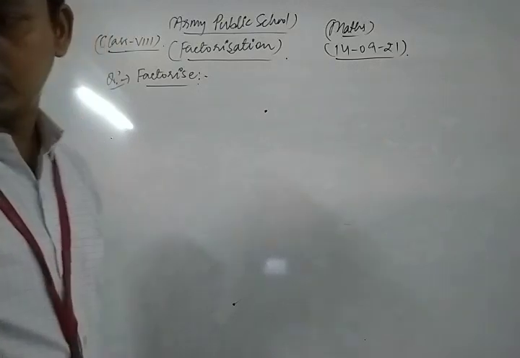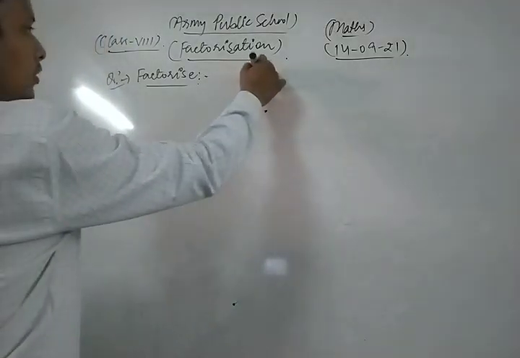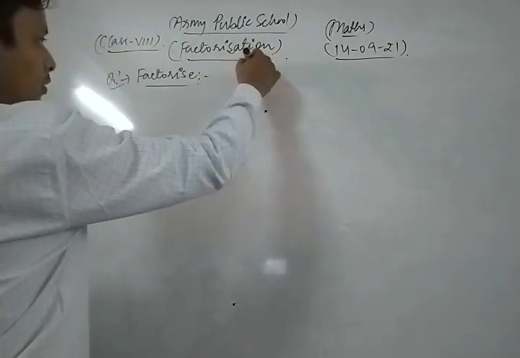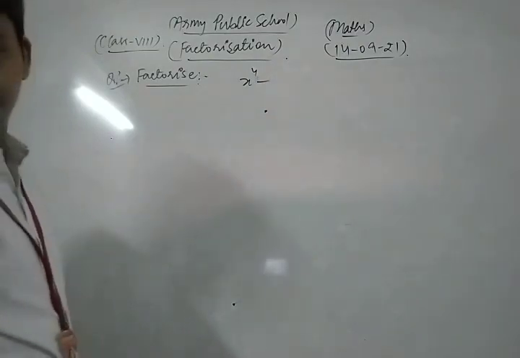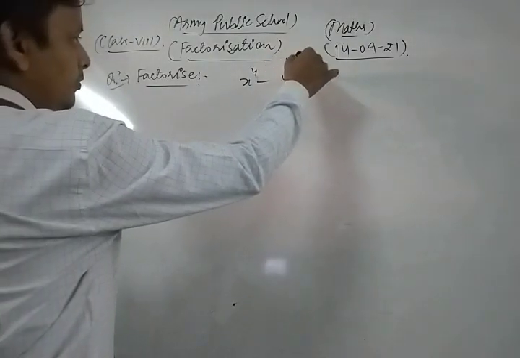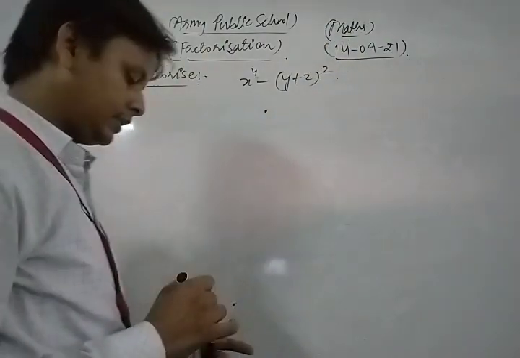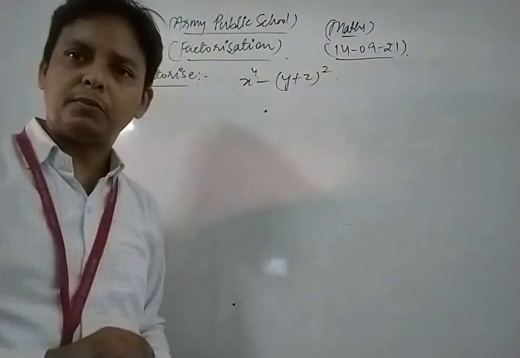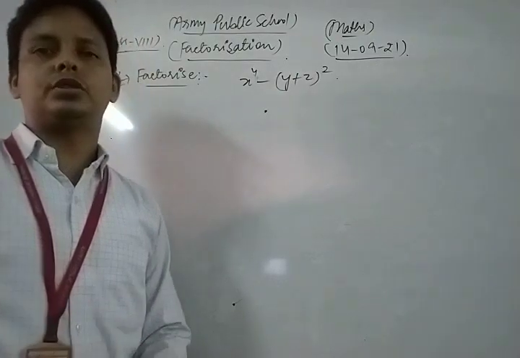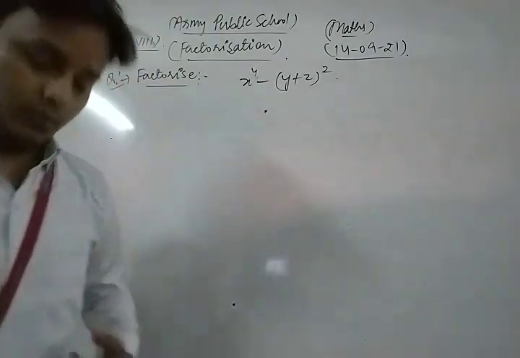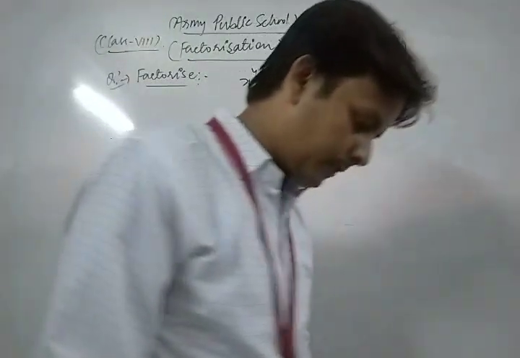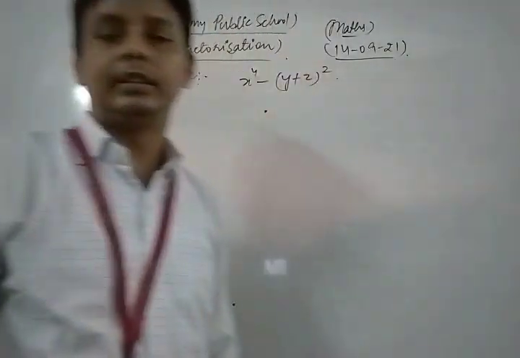Factorize x to the power 4 minus (y plus z) whole square. This is a very important question of your NCERT exercise based on the identity.